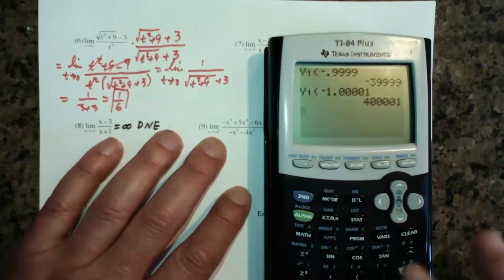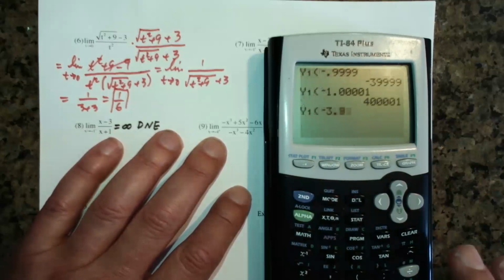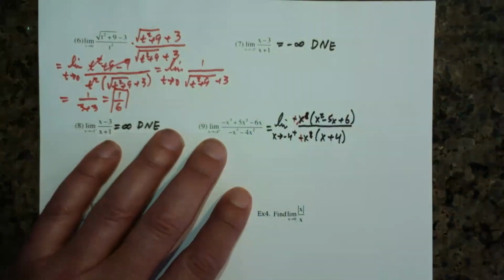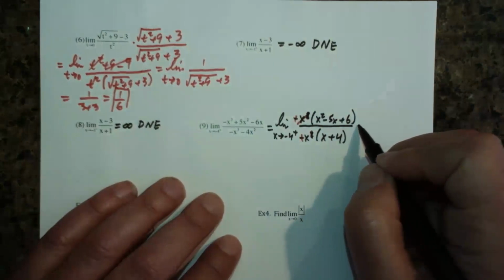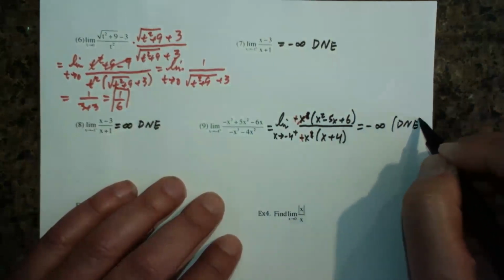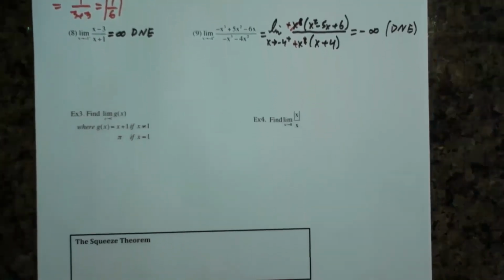So we'll let x be, so let's do vars, y vars, function y1 of -3.99999. See what we get. Ooh, that's a big negative x, negative infinity. Which again means that it does not exist. All right, just a few more.